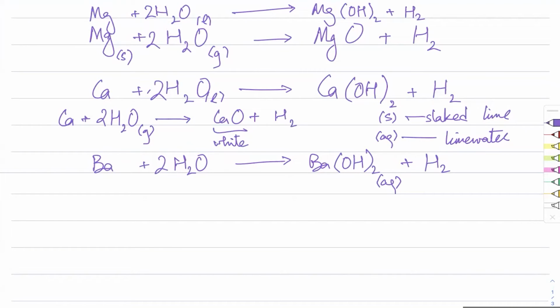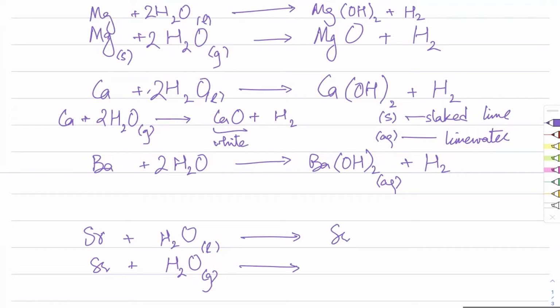Can you write an equation for strontium reacting with water when it is liquid and when strontium is reacting with water as a gas? Can you complete these equations? Okay, so strontium with water produces strontium hydroxide and hydrogen gas, but strontium with steam produces strontium oxide and hydrogen gas.